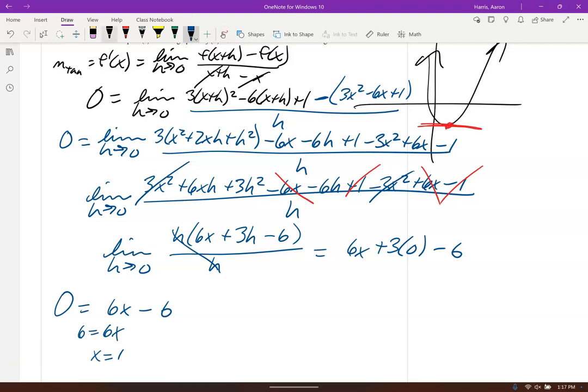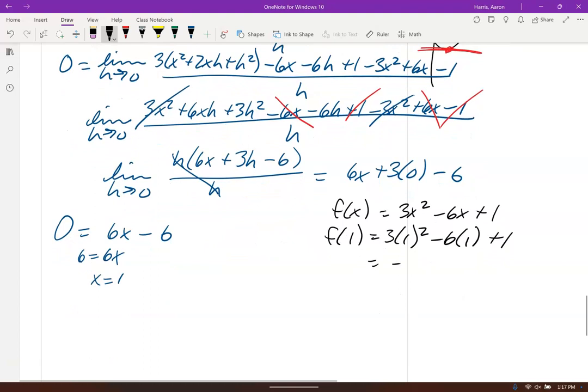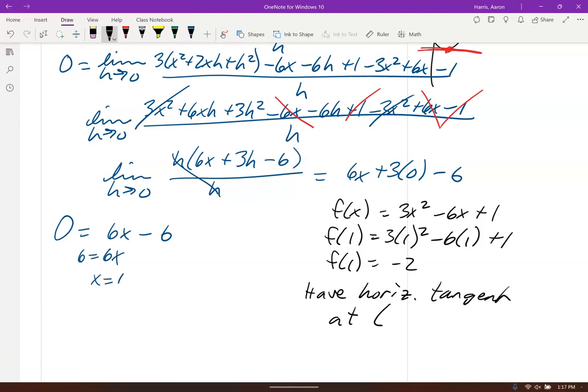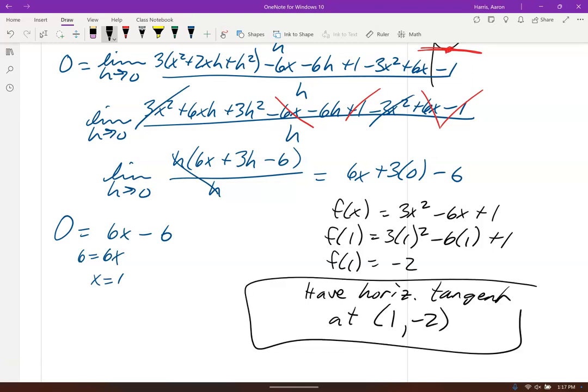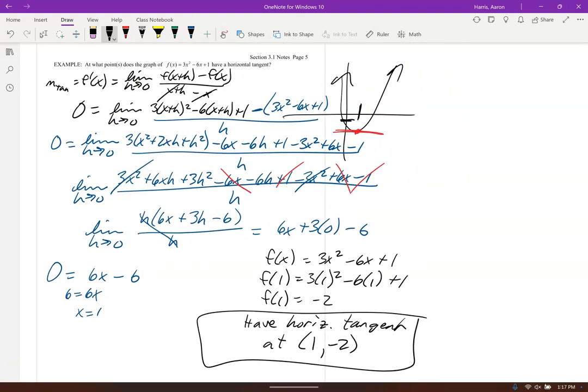Well, at what point is that? Well, I'm not sure because I don't know what my y value is yet. So here's my original function. Let's find where that vertex is in this case. 3 times 1 squared minus 6 times 1 plus 1. I got 3 minus 6, negative 3 plus 1 is negative 2. So you have a horizontal tangent at 1, negative 2 when x is 1. Let's go back up here and look at it. So this is 1. I drew this pretty good actually. 1, negative 2 is where that is.